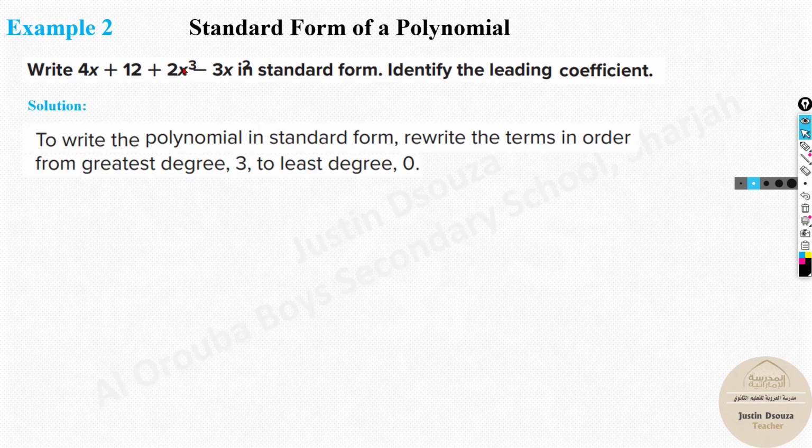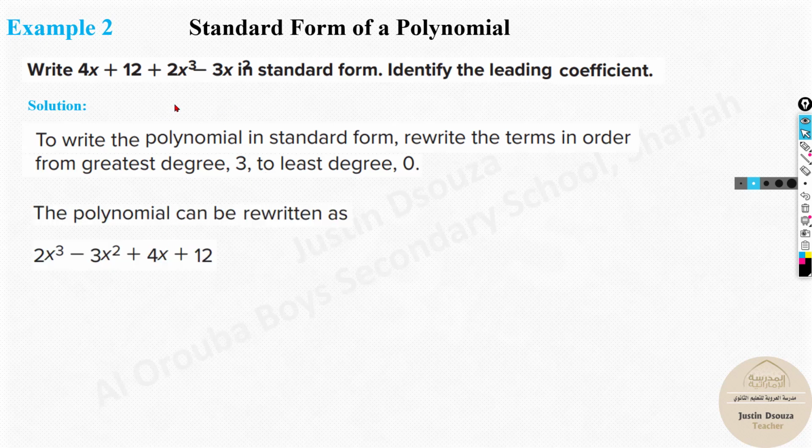Now here you can see the degree is 3. Over here this is 2. The highest degree would be 3. Whatever is beside the highest degree is the leading coefficient. Now okay, one more thing. Generally we write the polynomial, they have asked us to write it in standard form. Sorry, I forgot that. I didn't read it through.